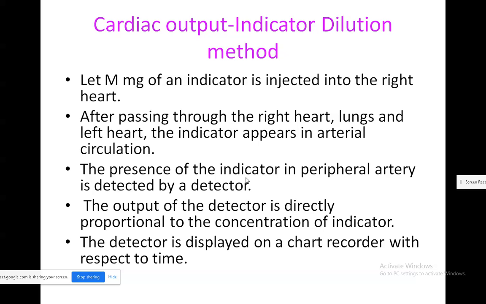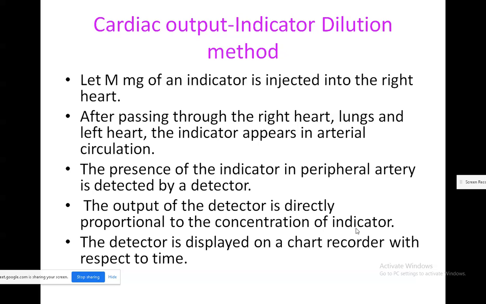The presence of the indicator in the peripheral artery is detected by a detector. In the peripheral artery only, you are going to measure the indicator concentration value using the detector. The output of the detector is directly proportional to the concentration of indicator. So the detector output is nothing but the concentration of indicator.